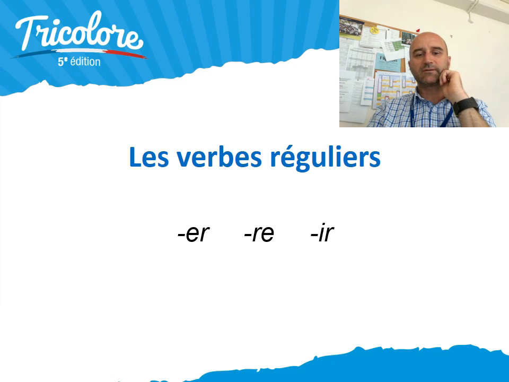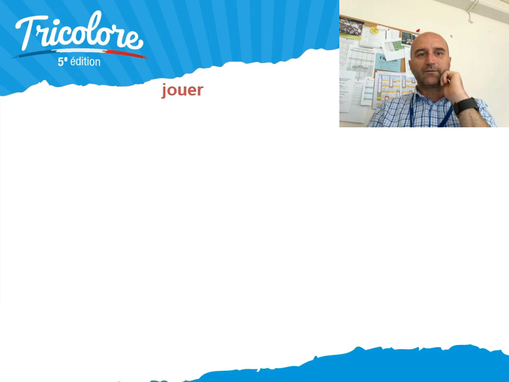Remember, we're distinguishing verbs based on their endings in the dictionary form. So we'll talk about ER ending verbs, RE ending verbs, and IR ending verbs. So, for example, let's talk about jouer to start with. Jouer is to play, as you probably know. And this is what the verb looks like in the present for je, tu, il, elle, on.